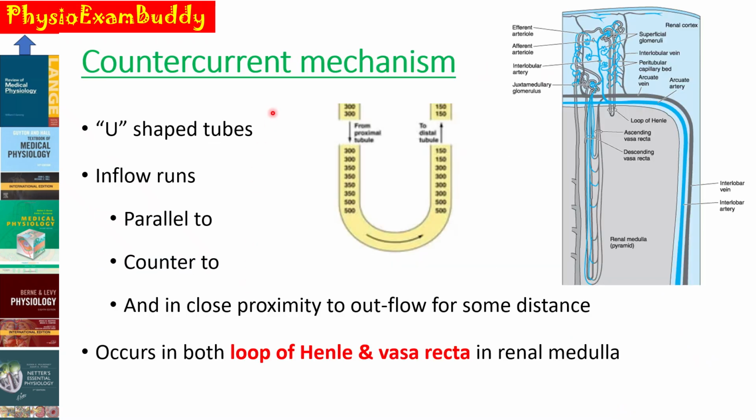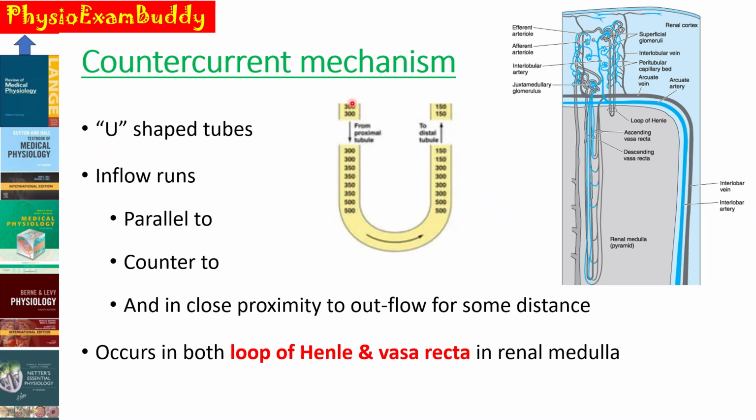What is this counter current mechanism? It basically occurs in U-shaped tubes, where the inflow runs parallel to, as well as counter to, and in close proximity to the outflow for some distance. You know that the loop of Henle as well as the vasa recta are in the shape of a U.